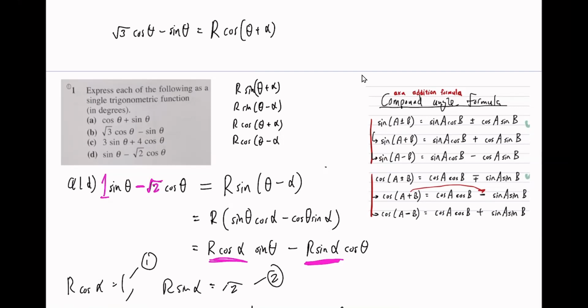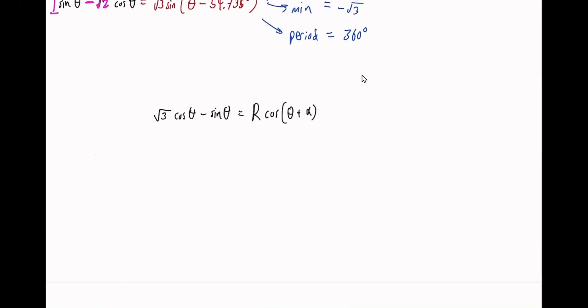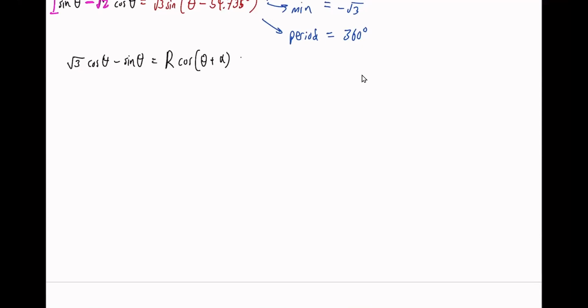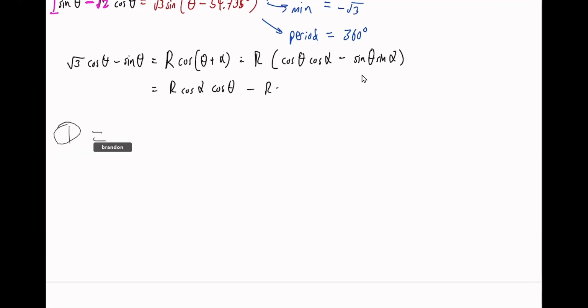Okay. Then let's just bring it down because I need more space for the working. So over here, let's see what happens after we expand this. We'll get r times cos theta cos alpha minus sin theta sin alpha. Very good. So we multiply the r in. What do we get? r cos alpha times cosine theta minus r sin alpha sin theta.